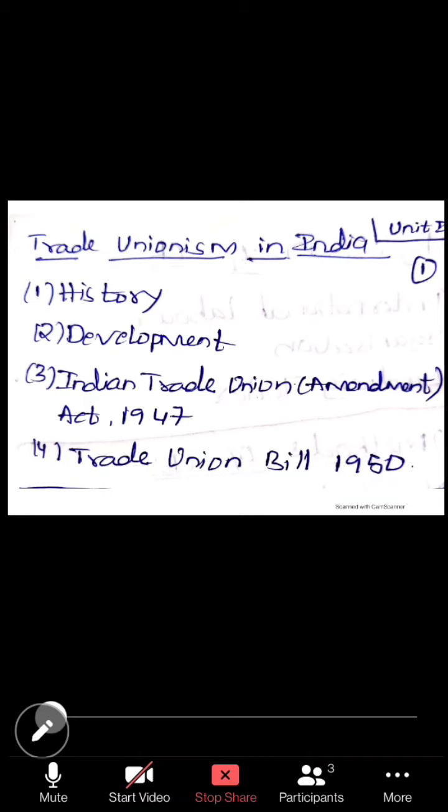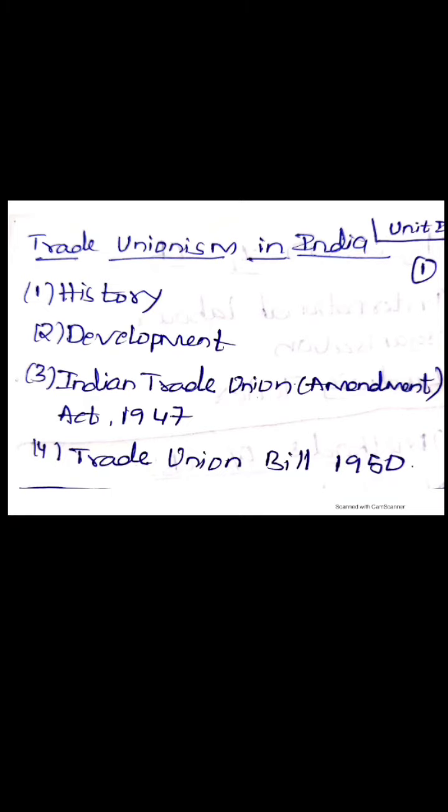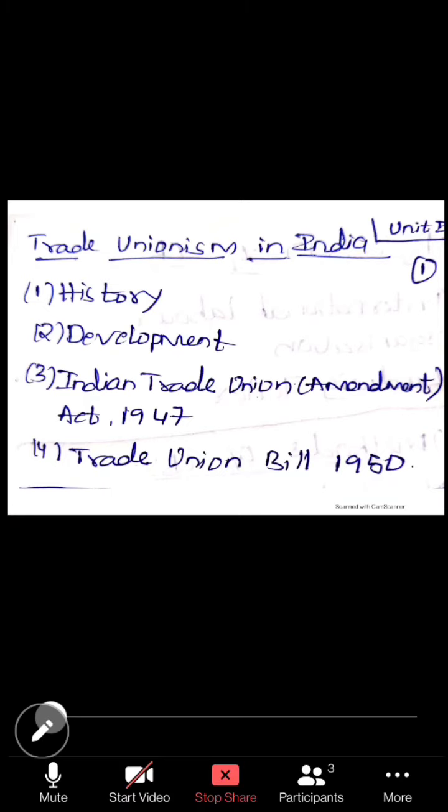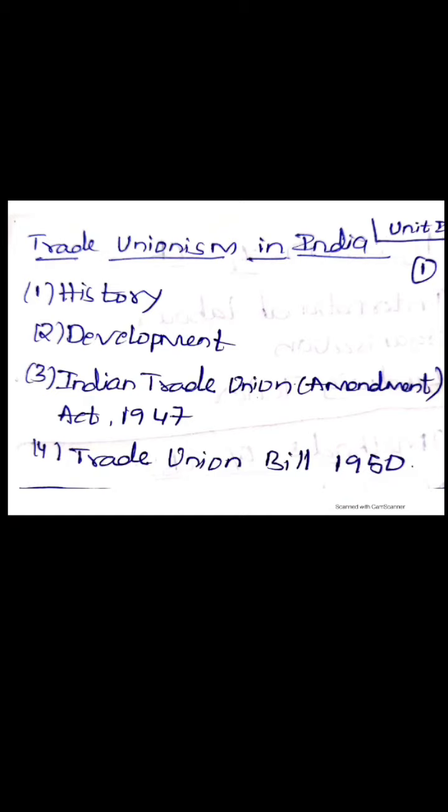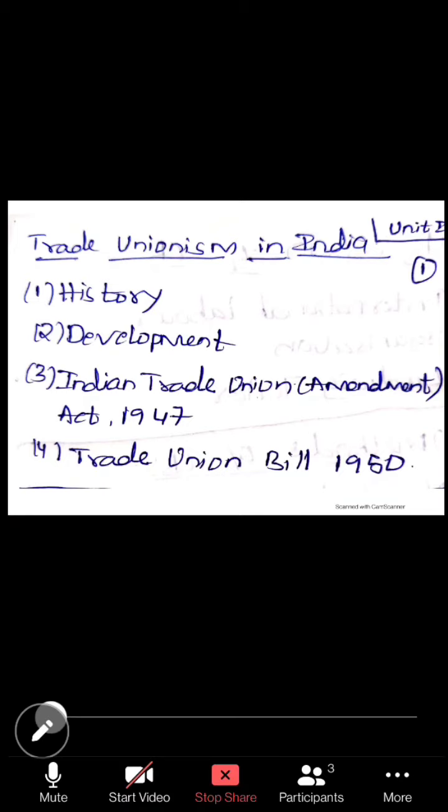So in development, you have to write about the trade union enactment. It was enacted in 1926 and was enforced in 1927. There are two components of industry: capital and labor, that you have to mention. So in 1929, there was an amendment. The amendment said about a registrar for registration of the trade union. You have to write this in development.